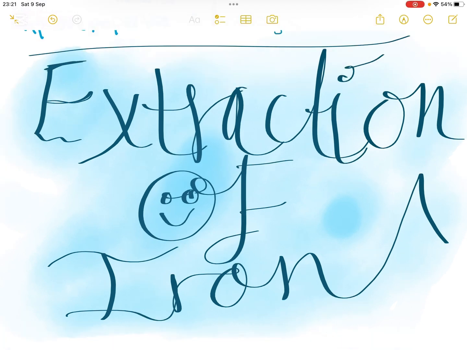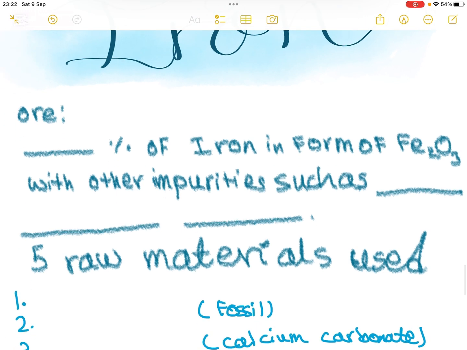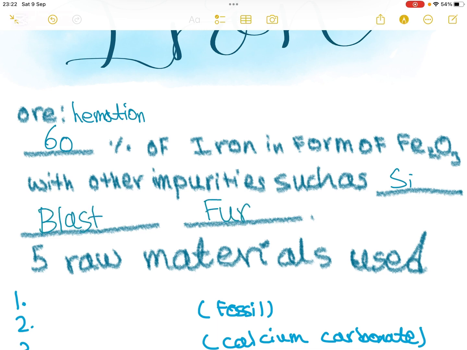Okay, so basically this looks a little bit like filling in the blanks. However, we're going to explain it this way this time. The ore is called hematite, and it consists of 60% iron in the form of iron oxide. However, it's mixed with other impurities such as silicon dioxide, and the process takes place in what we call a blast furnace.